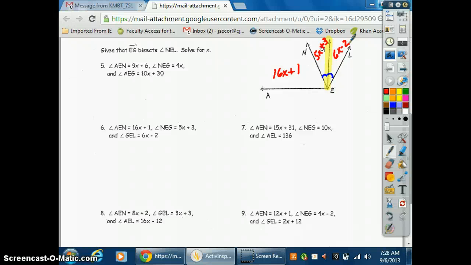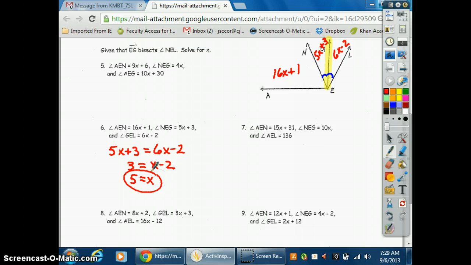You know what? This information here is thrown in and is not relevant here. We need to set the equation to this angle and this angle being equal to each other. Sometimes we might use it on a few of these problems, but we're not here. Okay, so the small angles are congruent. NEG is 5x plus 3 and GEL is 6x minus 2. If we subtract 5x from both sides, 3 equals x minus 2, and if we add 2 to both sides, 5 equals x.